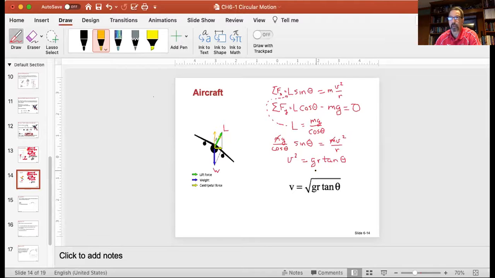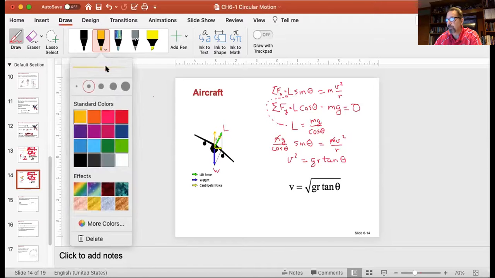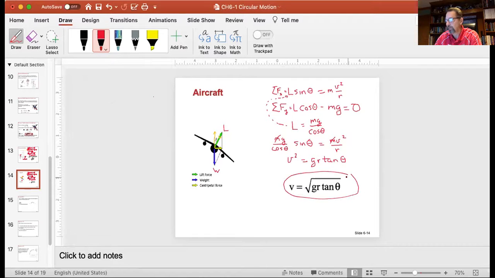And I could work the other way. I could give you the speed of the aircraft and ask you what the radius of its turn is. Or I can talk about the bank angle and let you figure out what the speed and the radius are, things like that. So the thing I do want to point out, though, is an equation like this isn't how you start this problem. How you start this problem is a free body diagram.